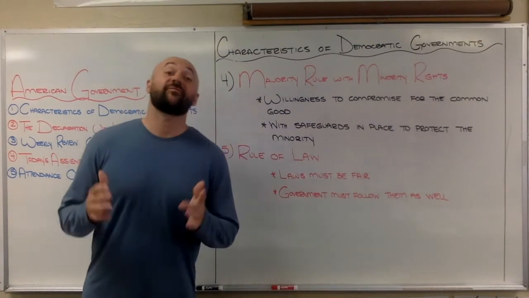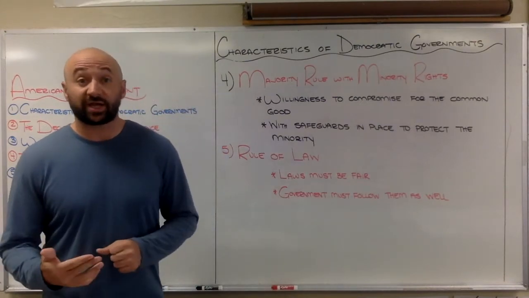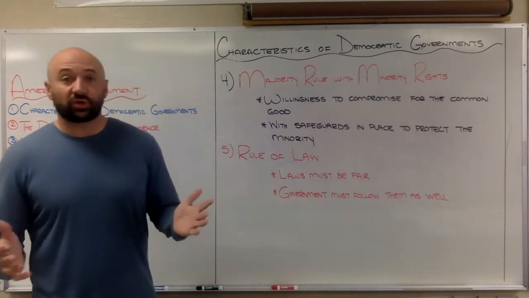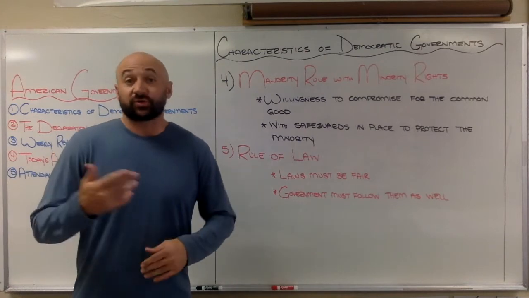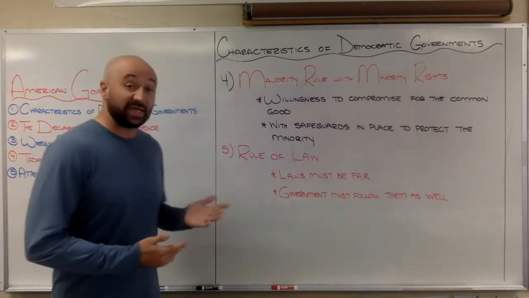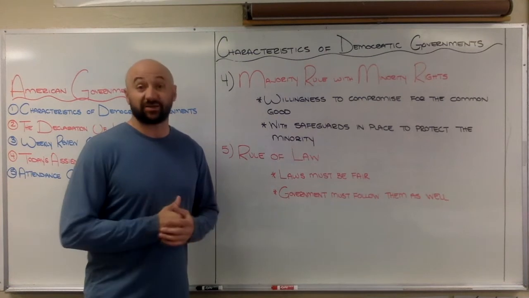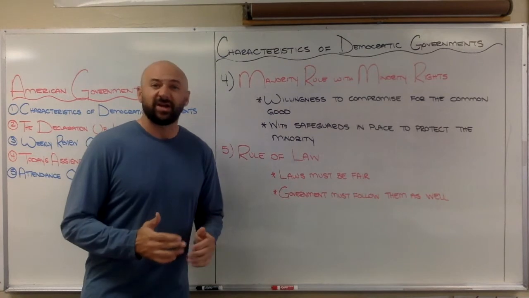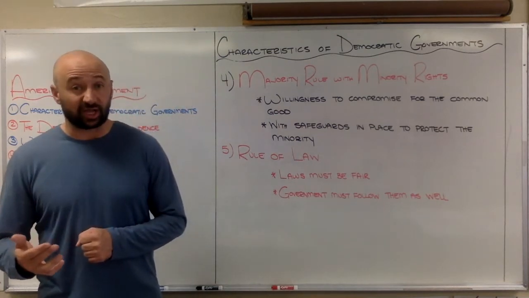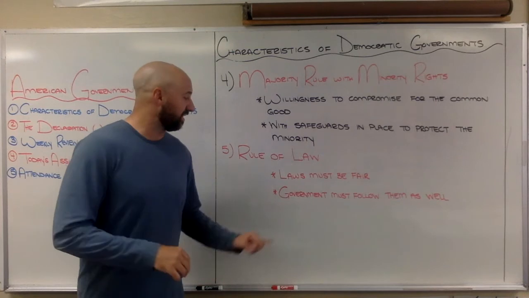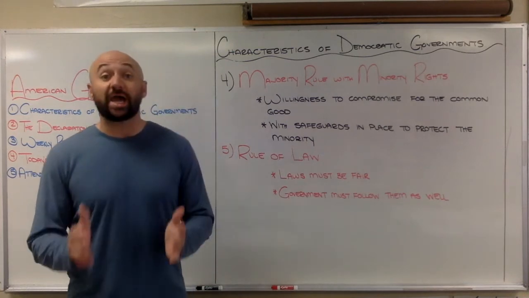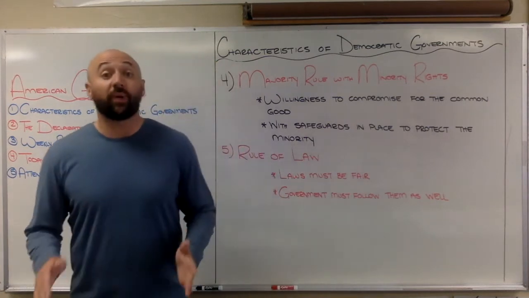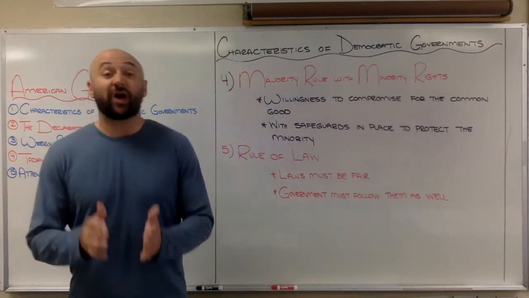And the 5th and final characteristic of a democratic government is rule of law. What does rule of law mean? Maybe you've heard this before. Basically, the idea of rule of law states that all laws must be fair. You can't create an unjust law. But even more importantly, the government, the people who write the laws, must follow them as well. They are not above the law. They have to follow the laws.